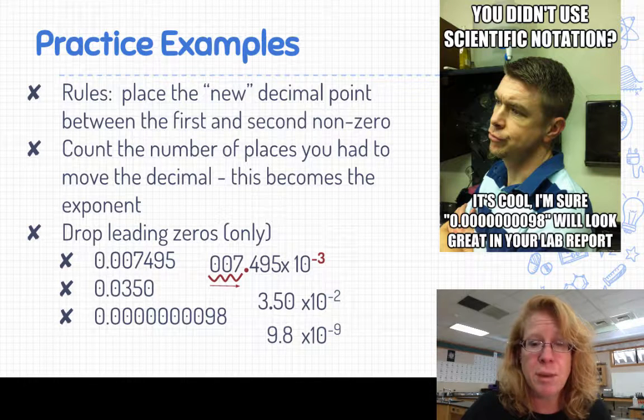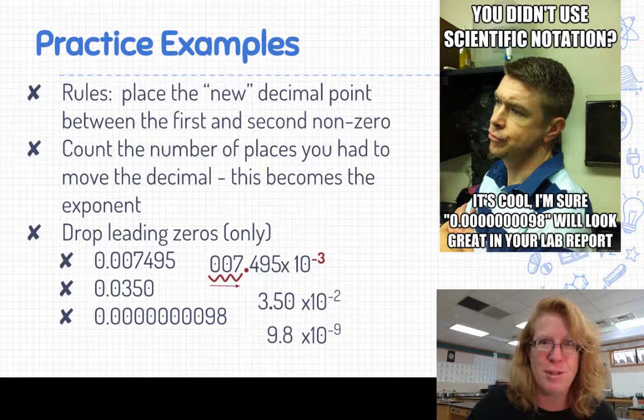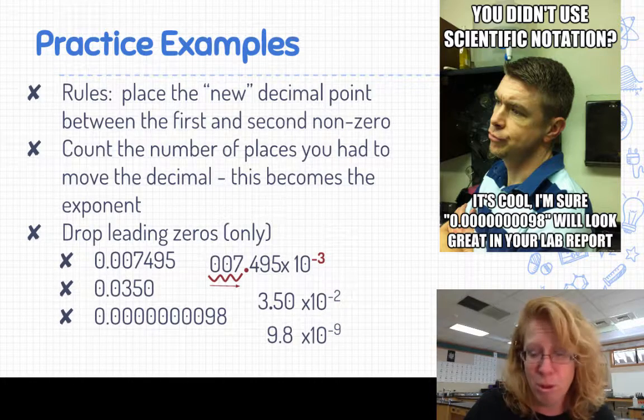If you take a look at those exponents, the bigger the exponent, the smaller the number. All right? That's more zeros that you're moving it over. So the bigger the exponent, 10 to the minus 11th, 10 to the minus 20th, those are ridiculously tiny numbers.